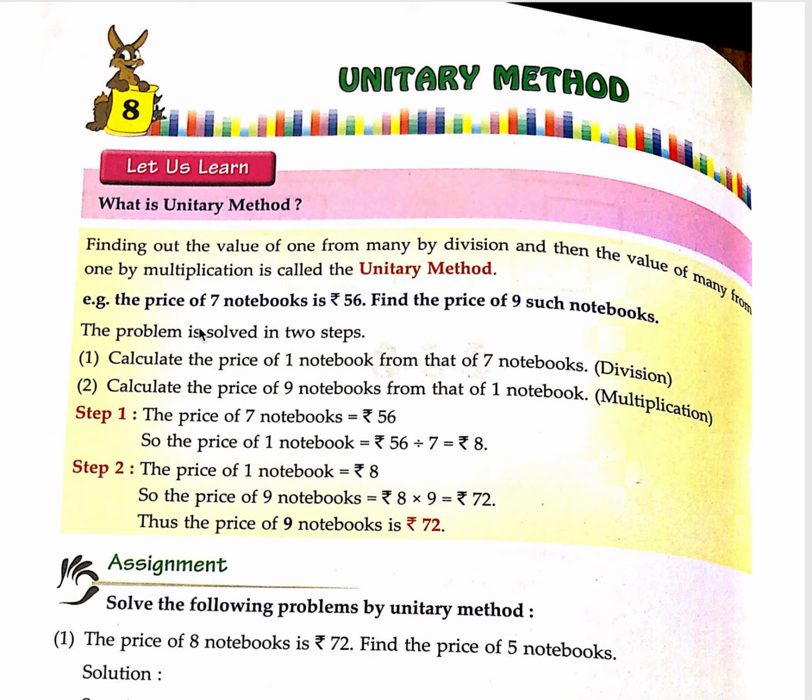Example: the price of 7 books is 56 rupees. Find the price of 9 such notebooks. The problem is solved in 2 steps. Calculate the price of one notebook from 7 by division, and calculate the price of 9 from 1. So, multiplication.